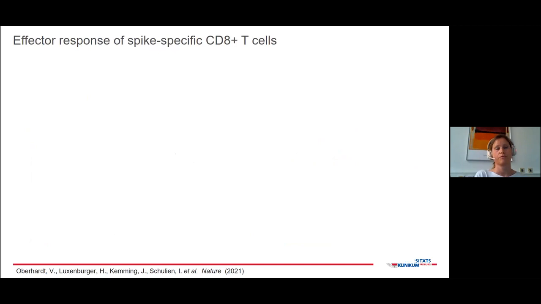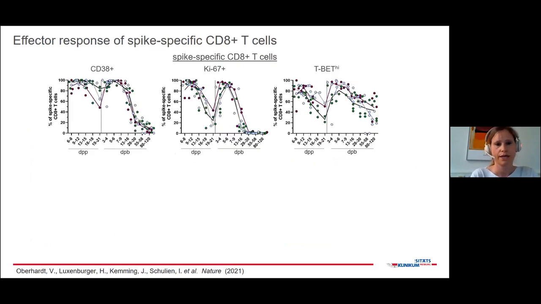We next wondered whether there's a classical effector response released by the mRNA vaccine. And for this, we stained for the activation marker CD38, for the proliferation marker Ki67, and for T-bet high. And this is a classical characteristic of really good effector T cells. And we could see that we have a classical effector response after prime vaccination, but also after boost vaccination.